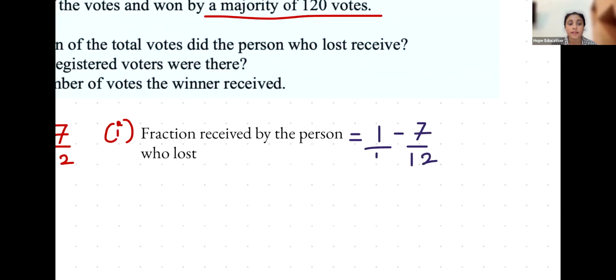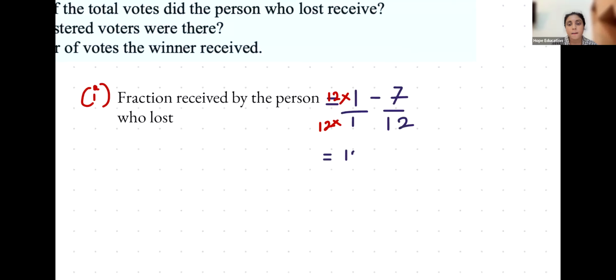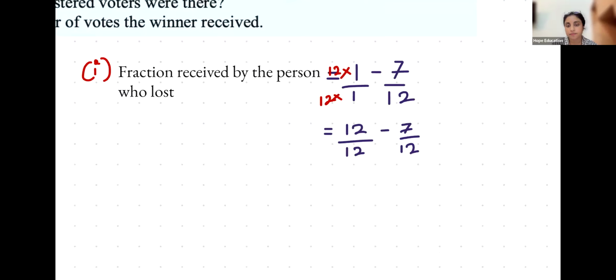In order to make it the common denominator, I multiply this by 12, so this also by 12. So 12/12 minus 7/12. 12 minus 7 is 5. So yes, the person who lost has received 5/12.